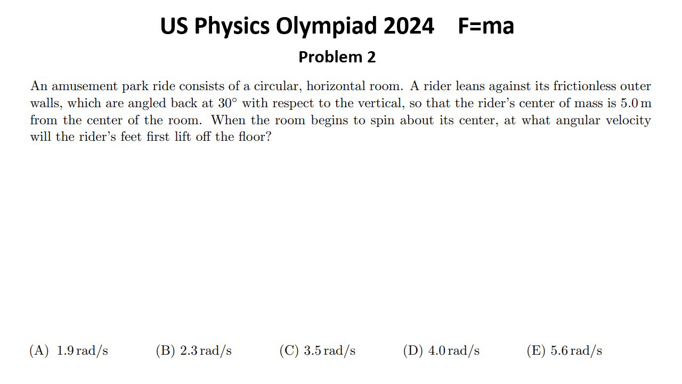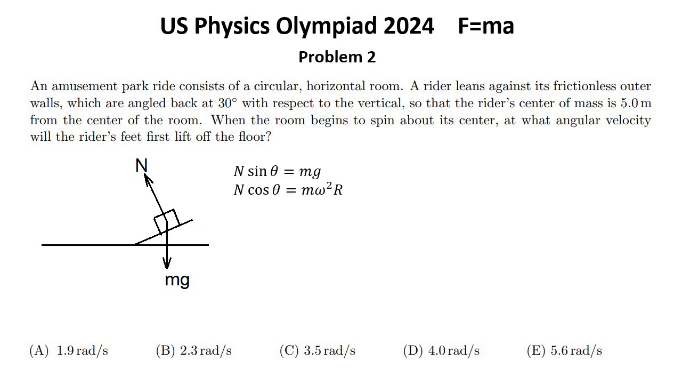Solution for the problem number 2. When the rider's feet just lift off, the normal force N from the floor vanishes, so the rider only experiences a normal force from the walls. That normal force must both cancel the downward gravitational force mg, and provide the inward centripetal force m omega squared r. So we have the next two equations.